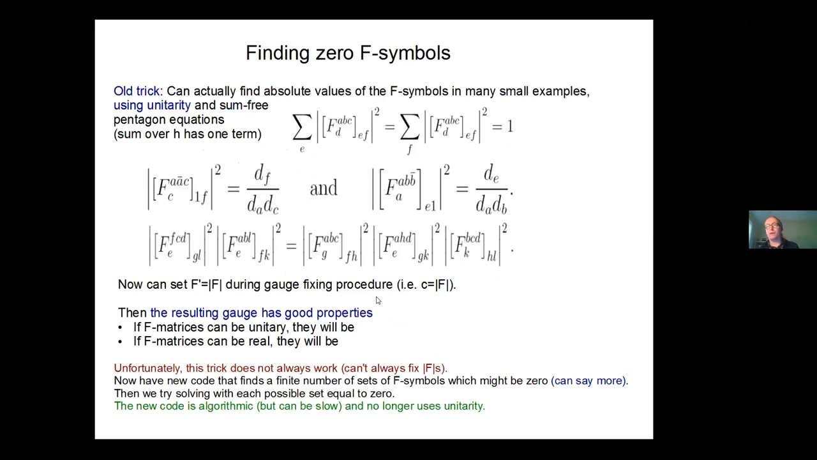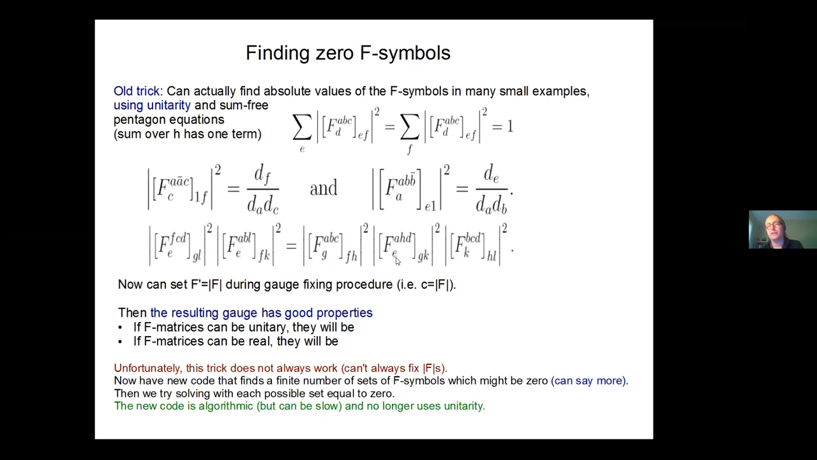At the time in 2005-06, we were using a trick, basically assuming that the theory was unitary. We get some extra equations, like, for example, this equation here says that if I sum over a particular row of the matrix the absolute values of the F symbols in that row, then of course they have to add up to one. Absolute value squared has to add up to one, because that's precisely what it means for the matrix to be unitary, and the same for the columns. And some other equations that are known for unitary theories.